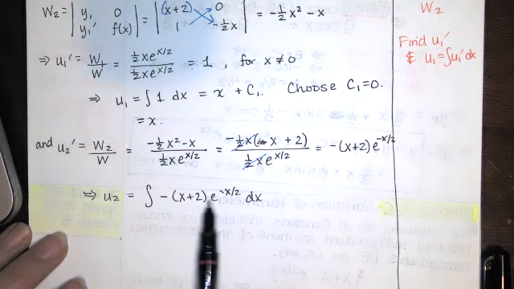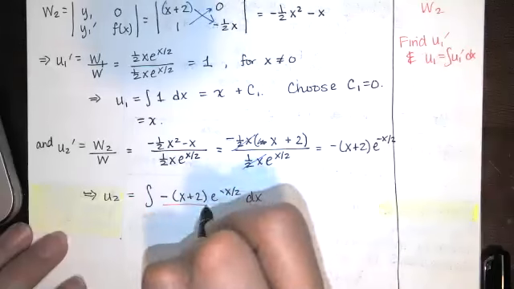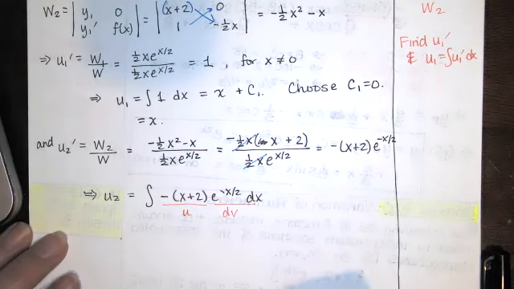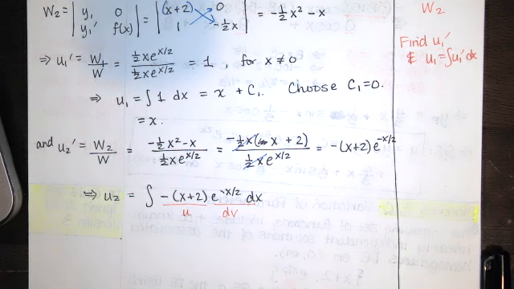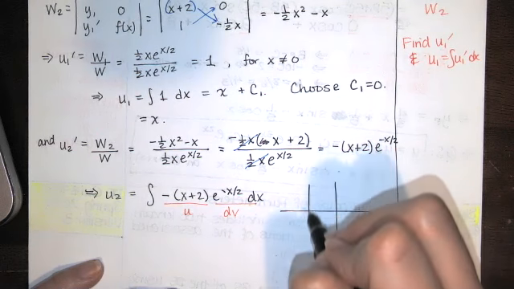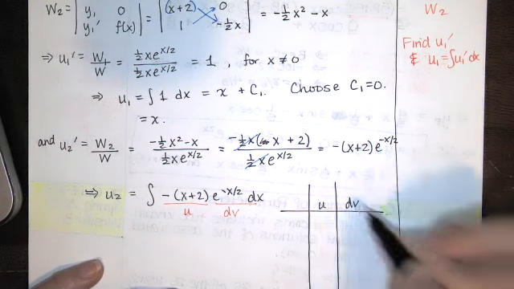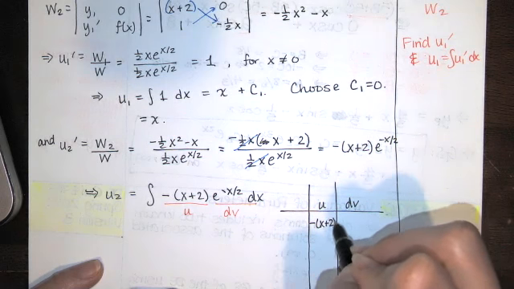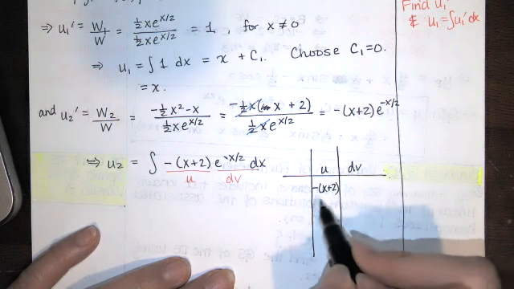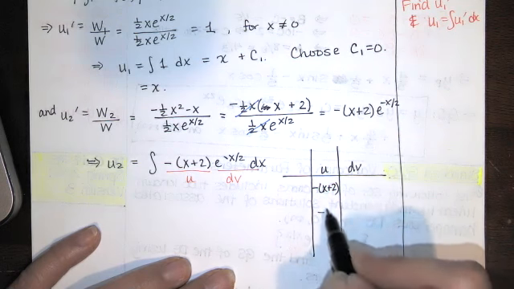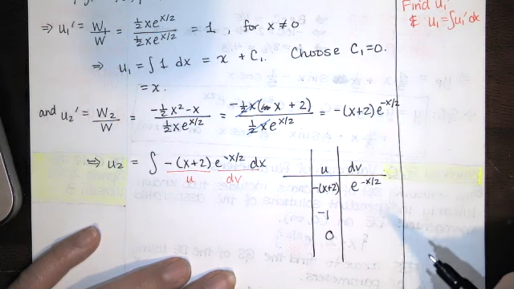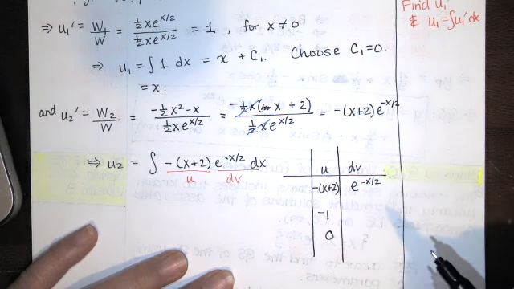So I've got a polynomial times an exponential. I would use integration by parts, and I would let u be the polynomial and dv be everything else. Since u is a polynomial, tabular integration by parts is probably the way to go. So I've got negative 1 times x plus 2 here. The derivative of x plus 2 is just 1. So I'll have 1 times a negative 1, which is negative 1, and take the derivative again, and you get 0.